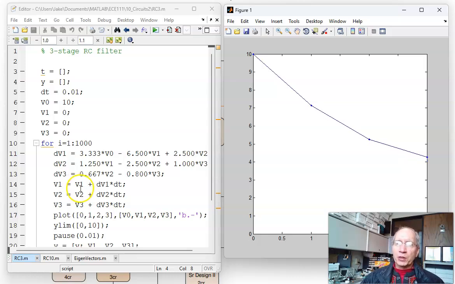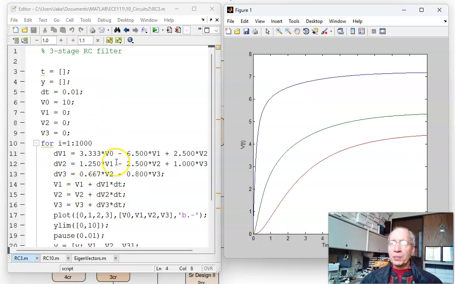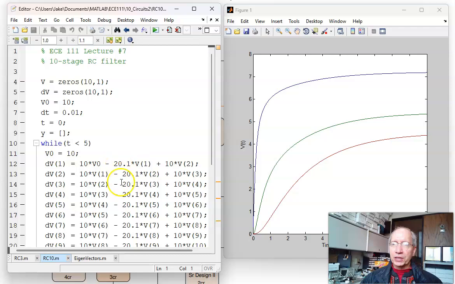If I know what the previous voltage was, I know what the change is, I can move forward in time by 10 milliseconds. Repeat 1,000 times, I can show what the voltage is versus time. So this would be for a three-stage RC filter, three coupled differential equations.